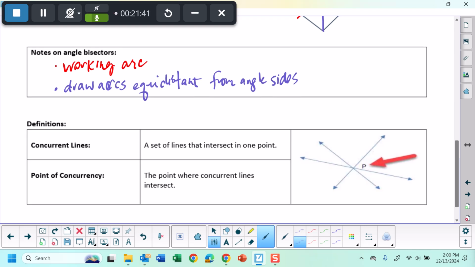Our definitions, this point of concurrency is a pretty holy cow wow moment. Matthew, put your head up. A pretty holy cow wow moment where I have three lines that all intersect in one space. If you don't get a point of concurrency, you screwed up one of your constructions, go back and fix it. Got it? Alright, next page.